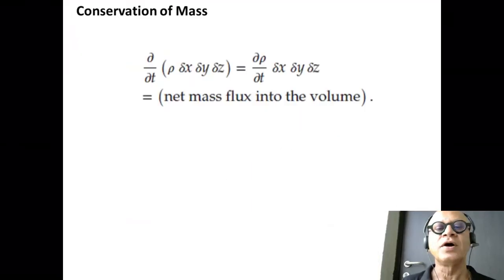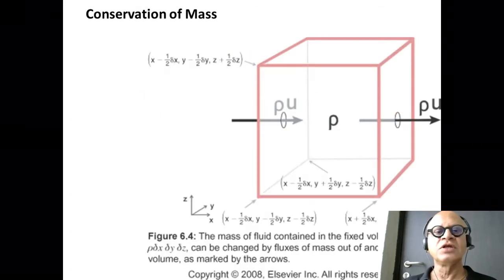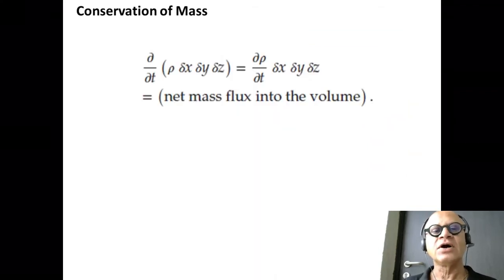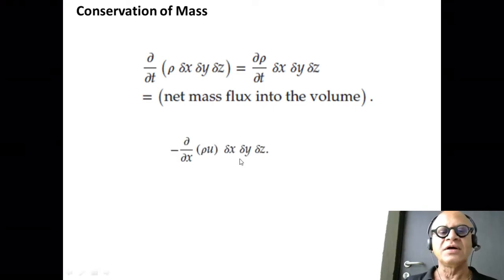Right. So, conservation of mass then, remembering again our parcel and the flux of mass in and out. The change in the mass, d/dt of rho times the volume, density times the volume, equals d rho/dt times delta x, delta y, delta z. That's the net mass flux into the volume. What is the mass flux?